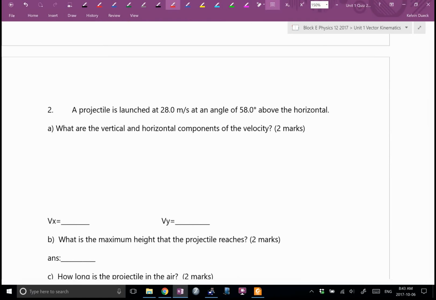Projectile is launched from the ground at an angle of 58 degrees. It's going to look like this. 28 meters per second. 58 degrees. Did I say angle? This is a job for components. Holy smokes, part A is actually asking me to find the components. I might do that, Justin.